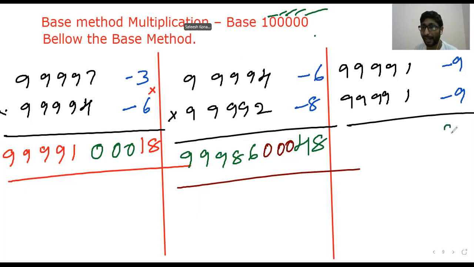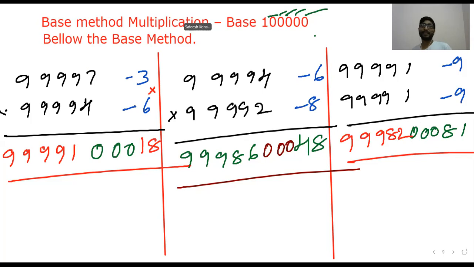9 nines are 81. Similarly, 5-digit answer should be there. So the answer is going to be 99,982, 00081. See, 99,991 into 99,991 in one step. In one step without doing any calculations.